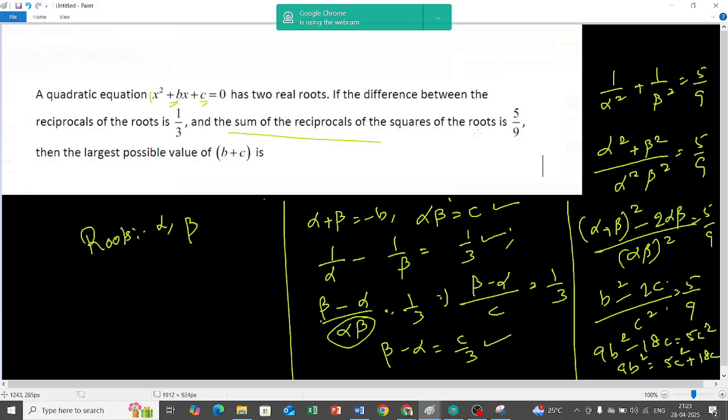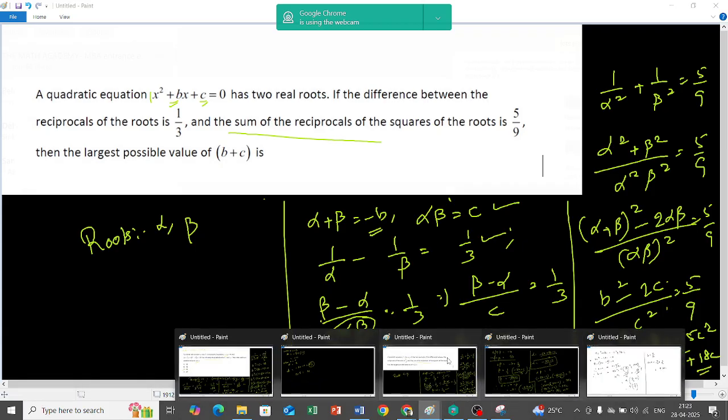The sum of the reciprocals of the squares, that means 1 by alpha square plus 1 by beta square, is equal to 5 by 9. Taking LCM alpha square beta square, the numerator is alpha square plus beta square. What is alpha square plus beta square? Alpha plus beta whole square minus 2 alpha beta. Minus b, the square of this is b square, minus 2 times alpha beta, which is c, divided by alpha beta squared, which is c square. So just simplifying, we are getting this.